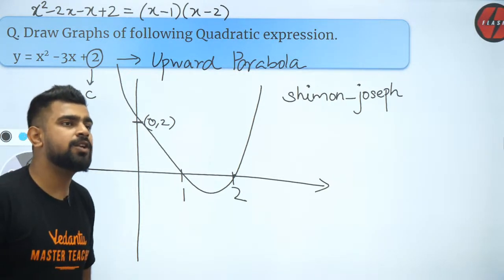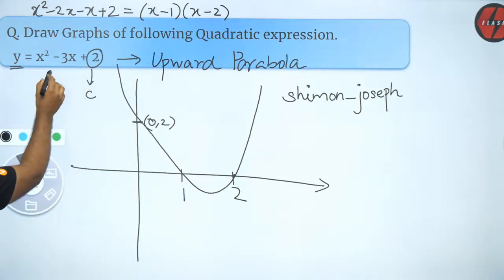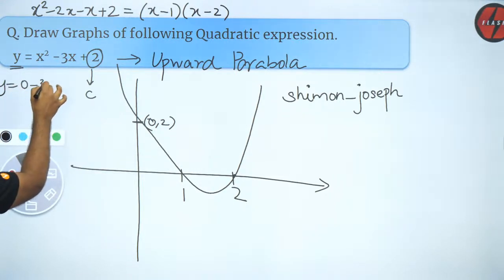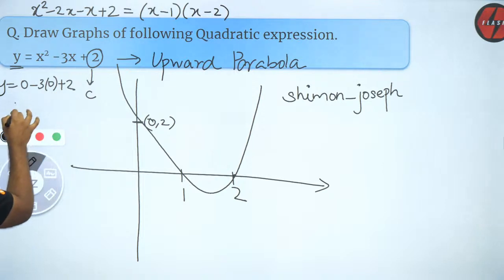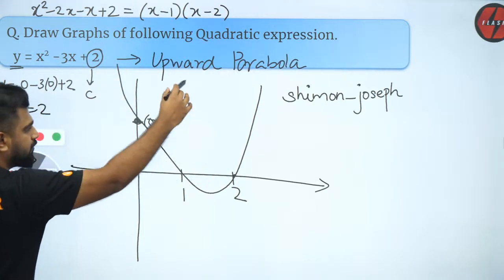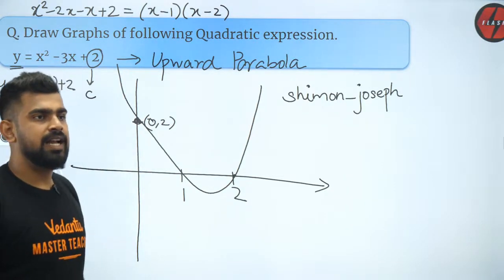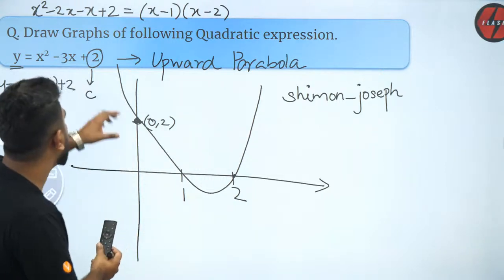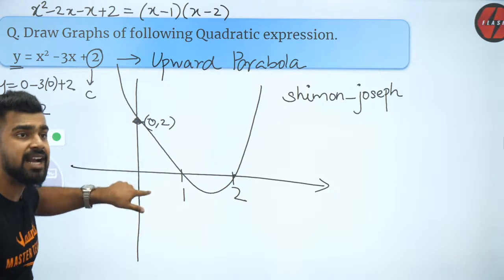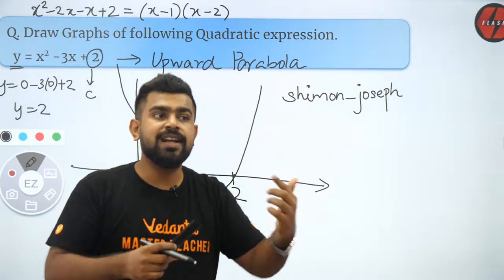How did you get the y coordinate? I told you now, Tarun, when you put x as 0, you will get the y value to be 2. That means (0, 2) lies on the curve. And I already told you before, the constant will be the place where the graph cuts the y-axis. Are you able to understand it now? Are you guys able to follow that?